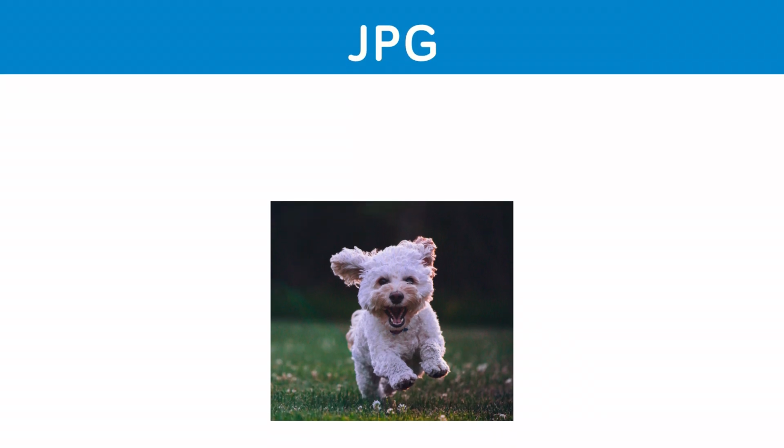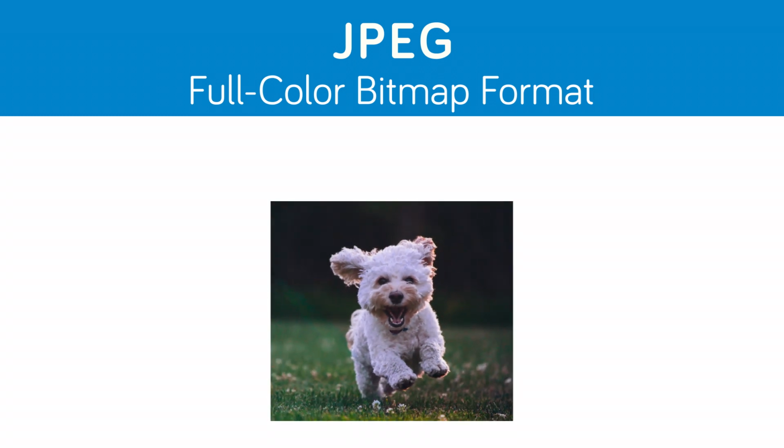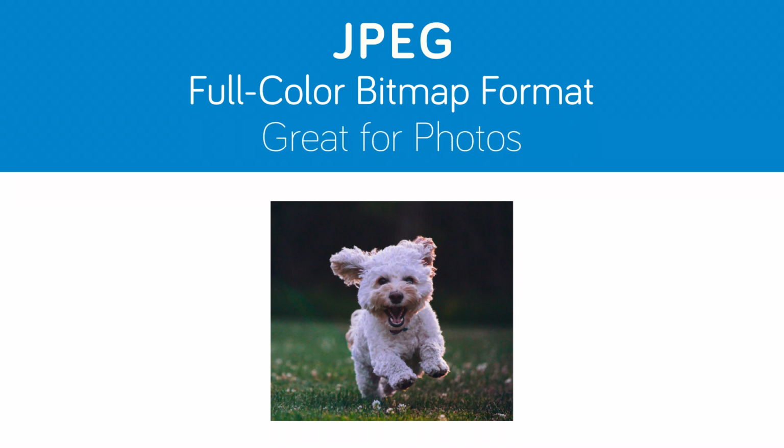First up is the very common JPEG format, sometimes written with an E. JPEG is a full-color bitmap format, which means it's made up of a grid of individual pixels, each of which has its own color value. And basically, any color can be used. When enough of these pixels are put together and made small enough, the eye blends them together in an image. This makes them great for photos and other images with a lot of fine details.